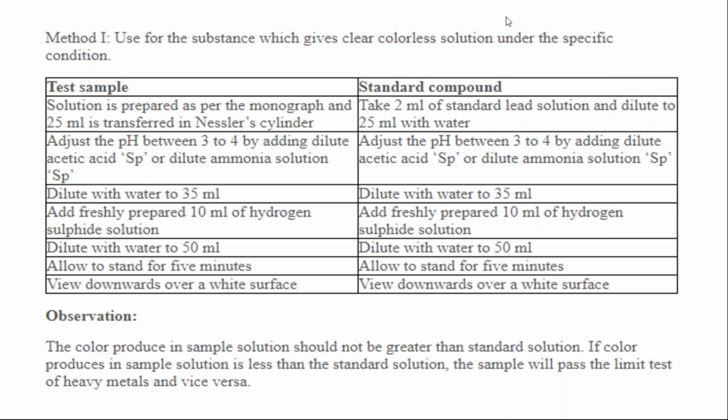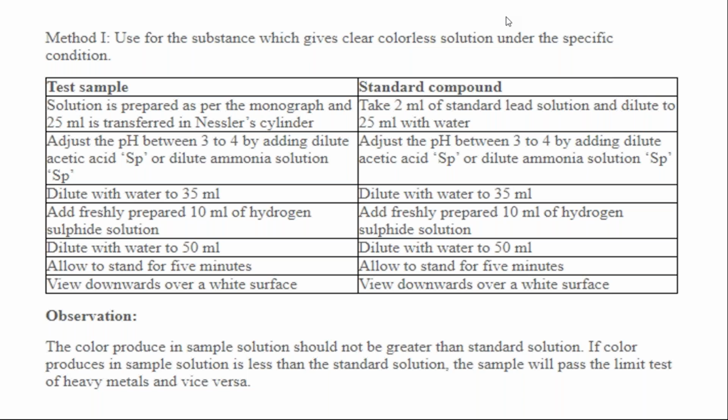So, since you don't know whether the substance that you have taken is acidic or basic in nature, you're going to first check the pH of it, and later, based on the pH that you have got, whether it is 1 or 10, you're going to either add dilute ammonia solution or dilute acetic acid. So whatever you're going to add, you have to bring the pH to 3 to 4.